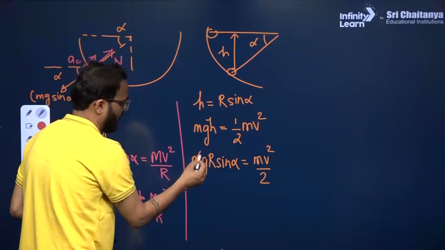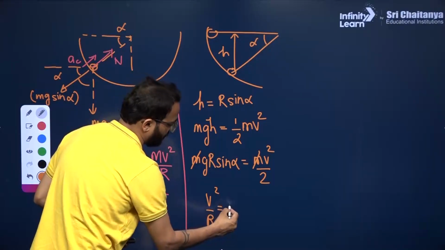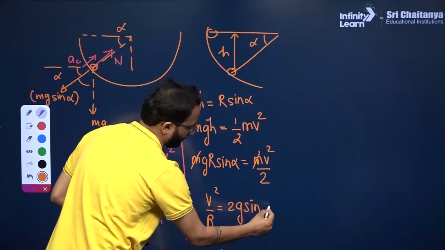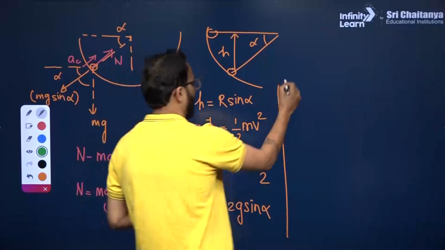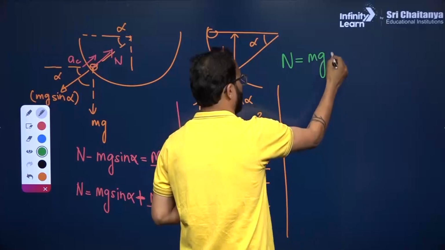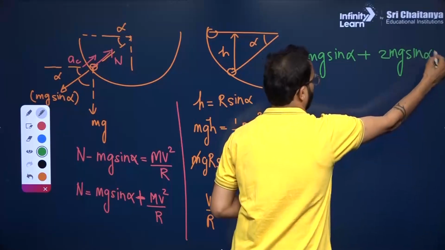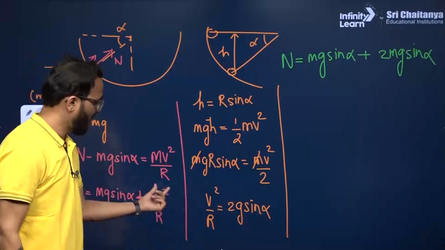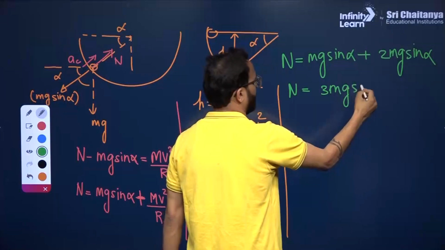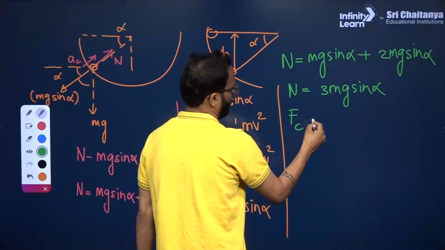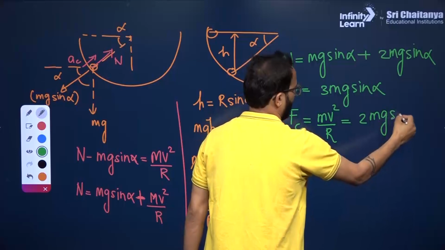So, m and m get cancelled. So, v square by r is equal to 2g sine alpha. So, using this, we can get the right answer. We will say that N is equal to mg sine alpha plus 2mg sine alpha, right? Because v square by r is what? 2g sine alpha. So, normal will be 3mg sine alpha and centripetal force will be mv square by r, which will be 2mg sine alpha, right?